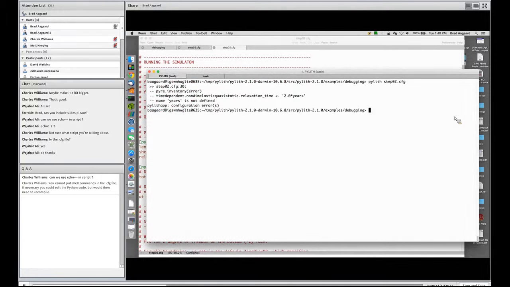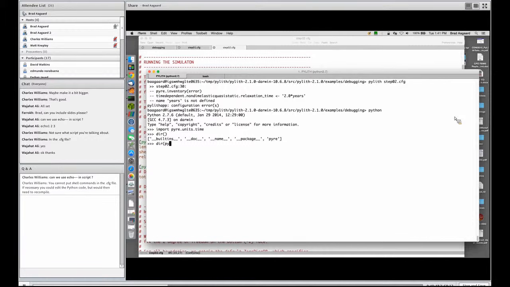And so just to show you how you can get what the units are, I'm gonna load up the Python and I'm gonna show you. So with the PyLith binary, we include Python, and so you have the full language here. And so I can import the pylith.units.time module. I can then do a directory of pylith.units.time. And this gives me all of my time units.